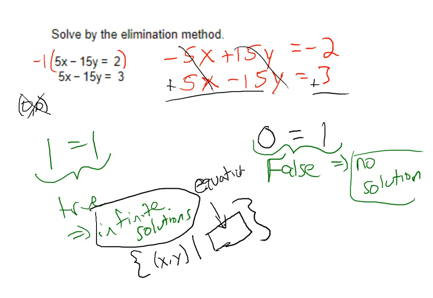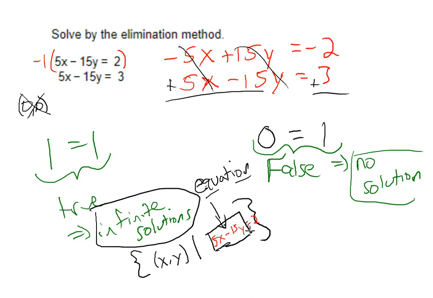Sorry, I keep erasing. Just put one of the equations here in this box. And so I could take the top one, for example, and type in 5x minus 15y equals 2. So you type that in there, and that's how you would describe it's an infinite number of solutions. There's an infinite number of ways of satisfying this equation. So it's still infinite, but it still has some restrictions.